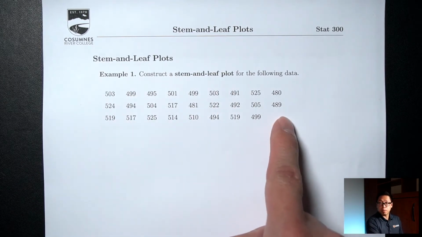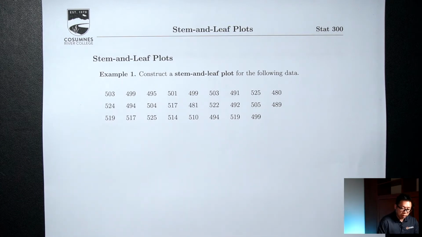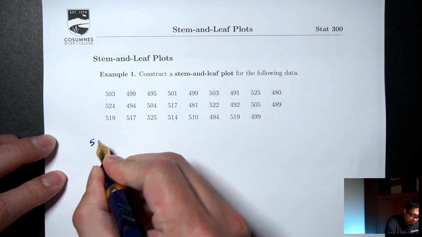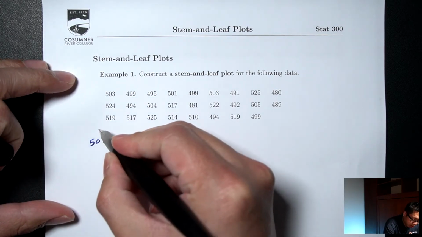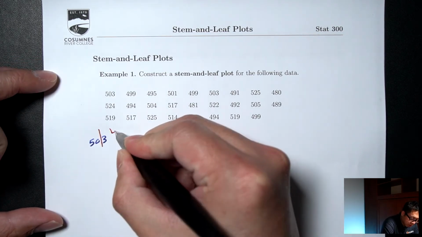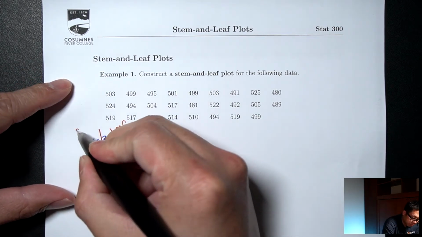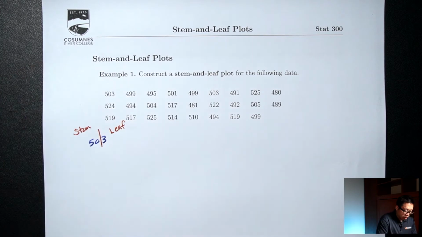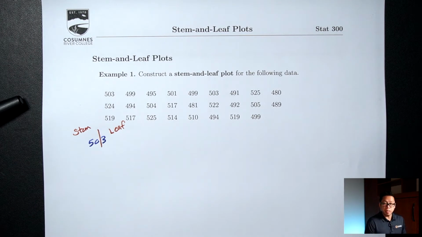Here, I have some numbers. Let me take a look at a typical number here. Say this 503. If I cut off the very last digit, that very last digit is called a leaf. Everything before it is called a stem. So in my data here, the very last digit is going to be a leaf. Everything before that last digit is a stem.